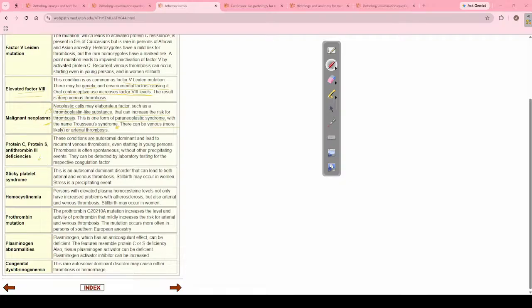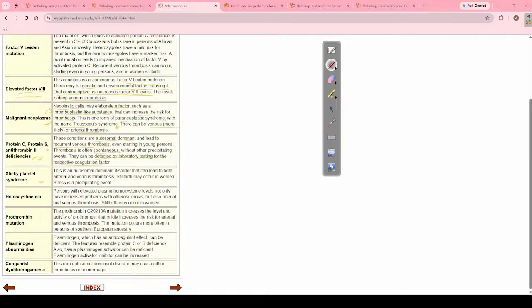Very important. Then you have protein C, protein S, antithrombin 3 deficiency. It is autosomal dominant, which leads to recurrent venous thrombosis. Okay. Even in young patients, thrombosis is often spontaneous, without any other precipitating events, detected by laboratory testing for the coagulation factors. So it can be protein C, protein S, antithrombin 3 deficiency.